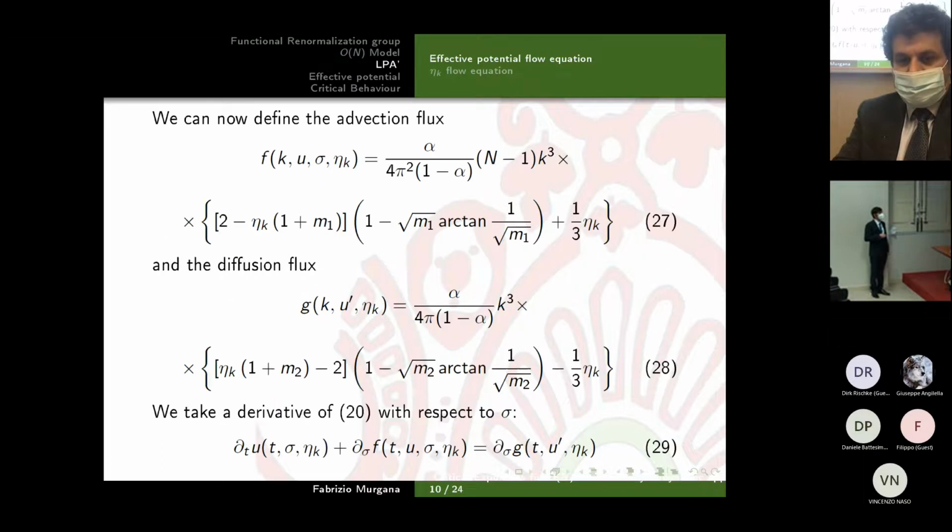You can distinguish two contributions. One is the one related to the advection, so the advection flux, which is the one in 27, and which depends on the derivative of the potential, which in this case is u. And then the diffusion flux, which depends on the second derivative of the potential. So once you have done this, you can just take the whole derivative with respect to sigma of the equation for the effective potential, and equation 29 is what you end up with, which is nothing but an advection diffusion equation, which is the key ingredient of our further study.